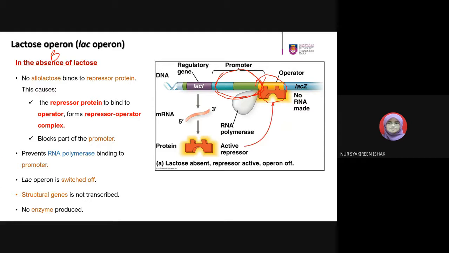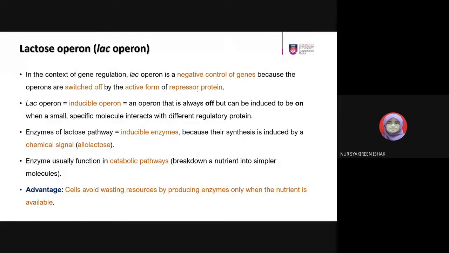Okay, so lac operon is switched off, structural genes are not transcribed, no enzyme will be produced. The 3 enzymes cannot be synthesized. So in the context of gene regulation, lac operon is a negative control of genes, because the operon is switched off by the active form of repressor protein. Negative control, maksudnya kalau ada repressor protein bind kepada operator, then the lac operon is switched off.